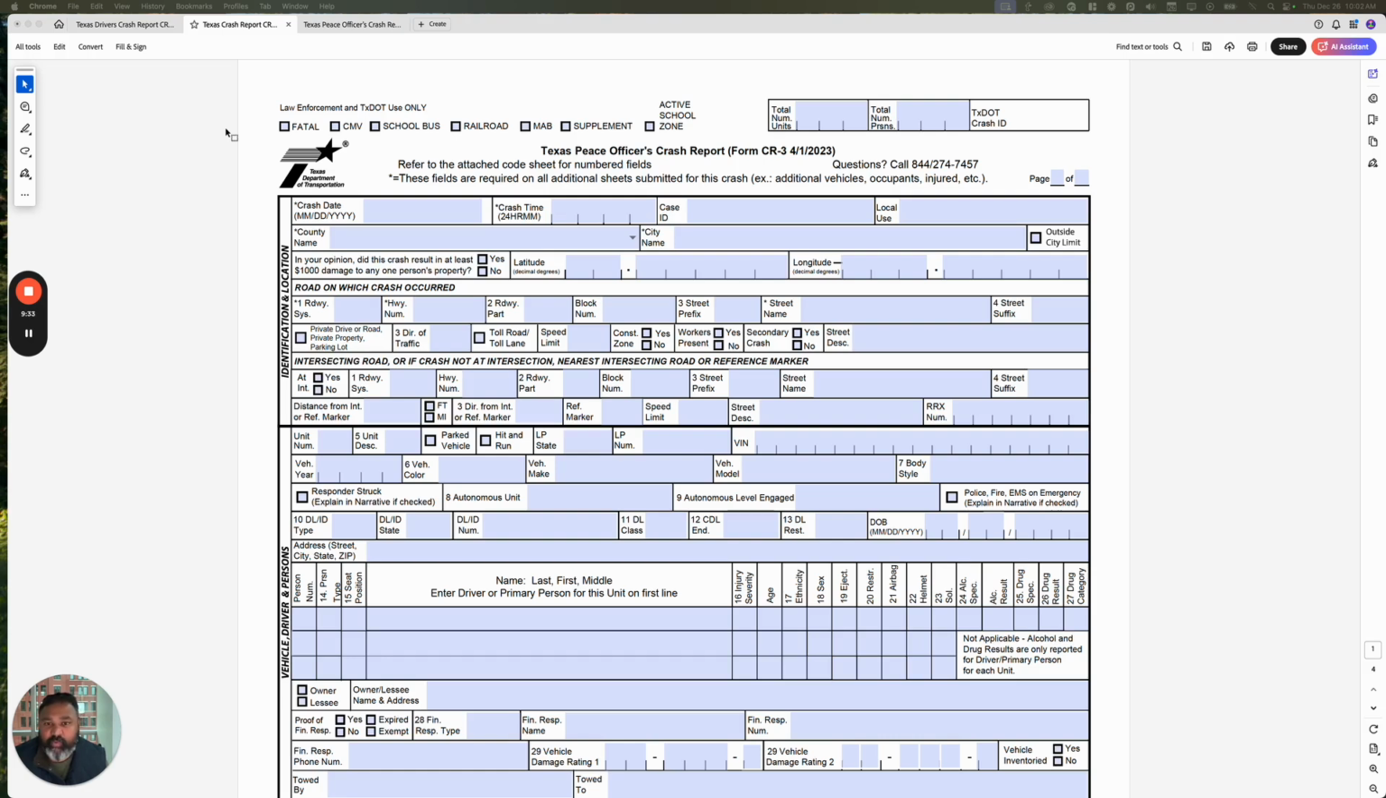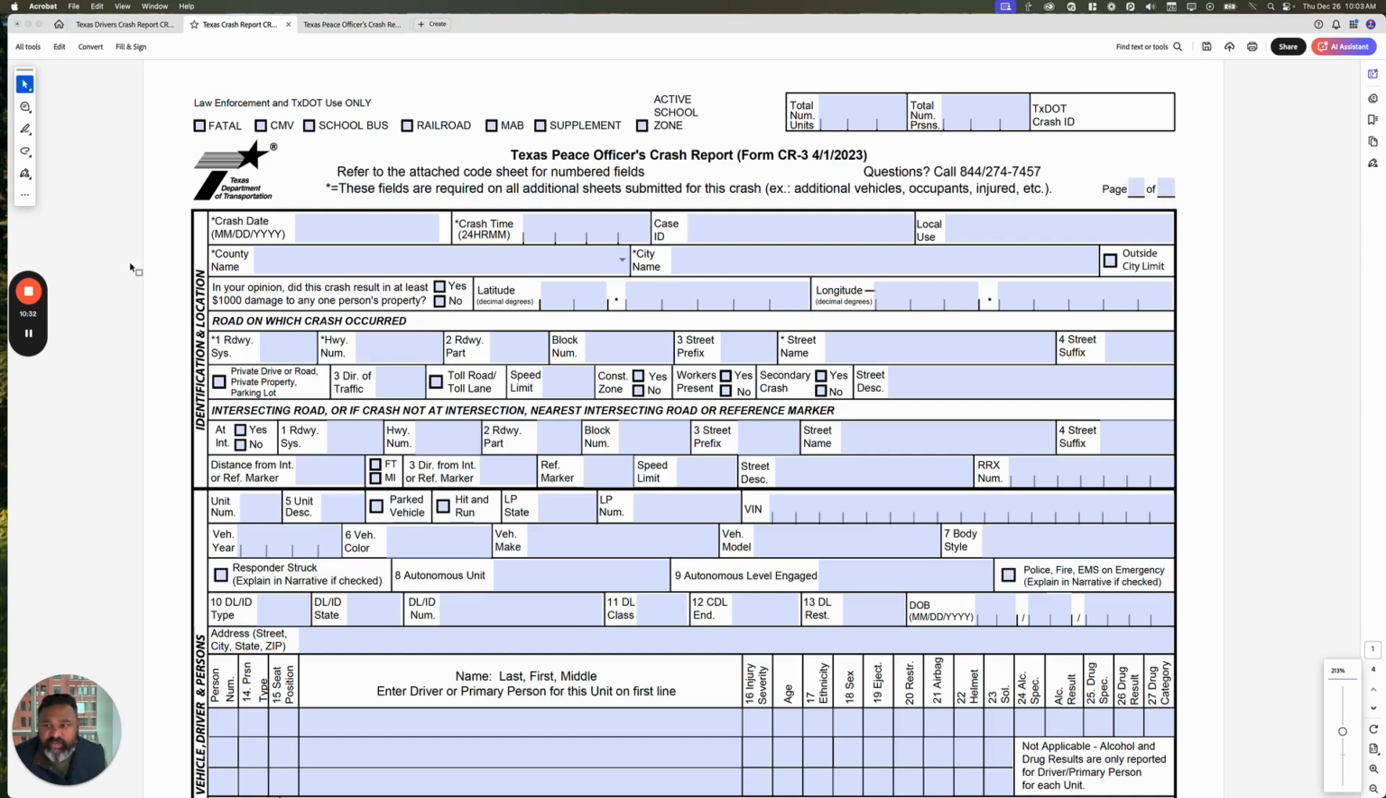There's a notation for whether or not this is a supplemental report and whether or not this accident took place in an active school zone. These categories allow statistics to be prepared at the statewide level. So for example, this is how we know how many fatalities occurred in Texas, how many accidents resulted in fatalities, and what percentage of cases involved fatalities, etc.